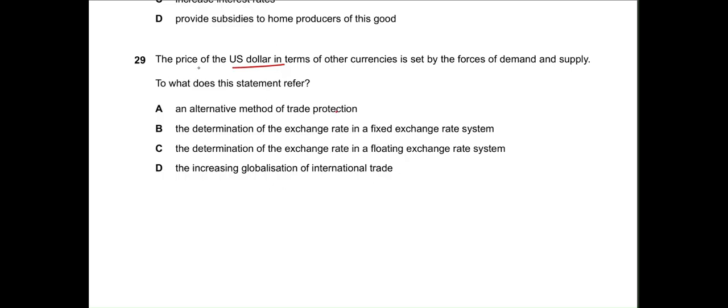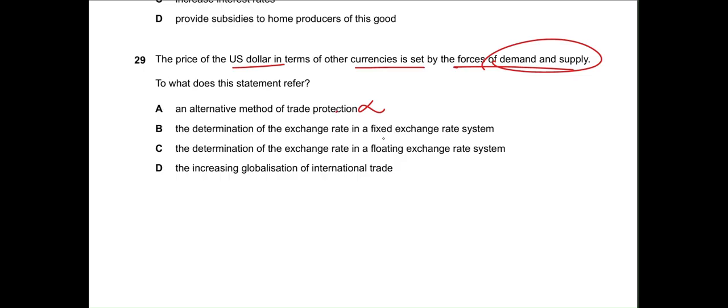Now let's understand, the question is, the price of US dollar in terms of other currencies is set by forces of demand and supply. So what do I mean by forces of demand and supply? That the value of the US dollar depends on the demand and supply of US dollar. So basically the market forces. So obviously, does this statement refer to an alternative method of trade protection? No, this is nowhere related.